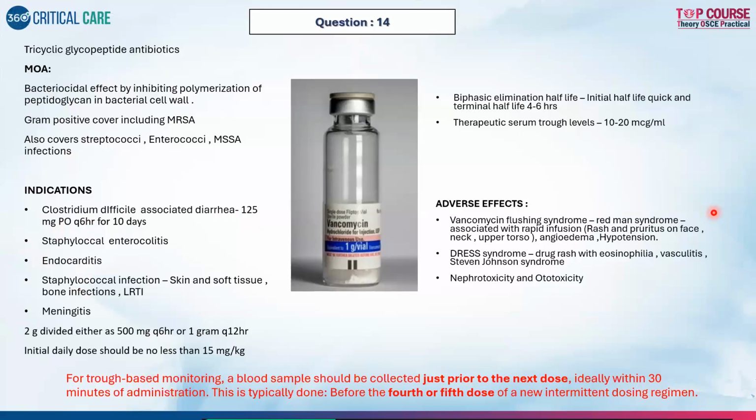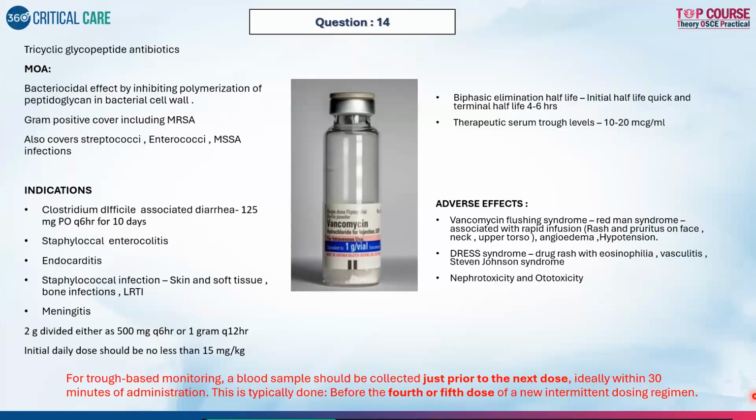Then, while mentioning vancomycin, one should also know regarding the trough levels. Okay, the therapeutic serum trough level is 10 to 20 microgram per ml, and in this case, you might be pulled towards being asked about therapeutic drug monitoring. So, when is the sample taken for the trough based monitoring? One should know it is just prior to the next dose, ideally within 30 minutes of administration, and it is typically done before the fourth or the fifth dose of the new intermittent dosing regimen.